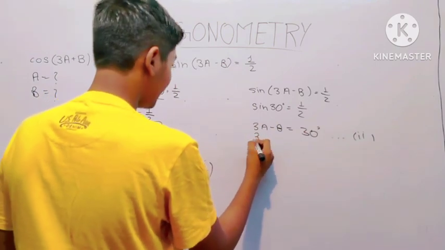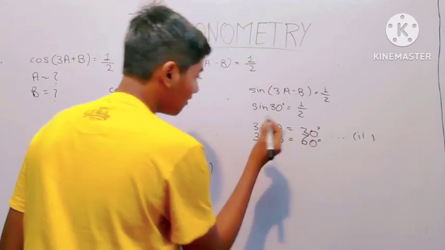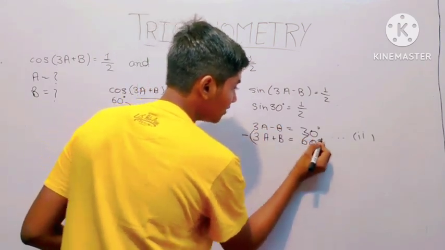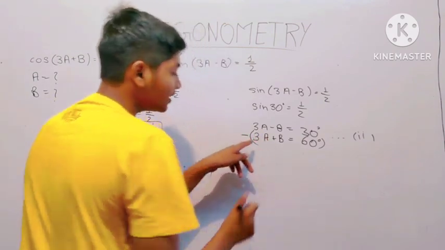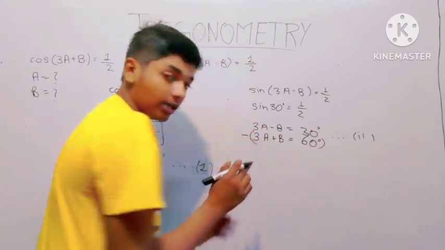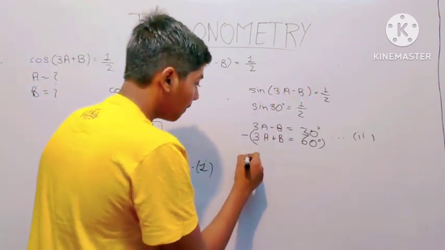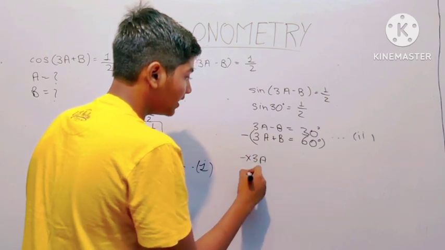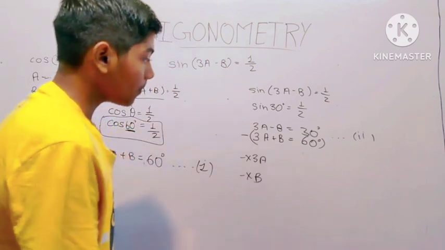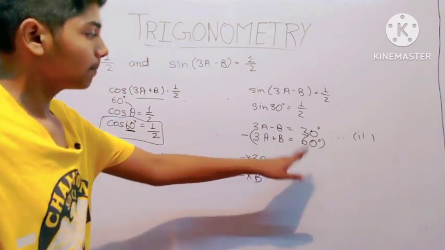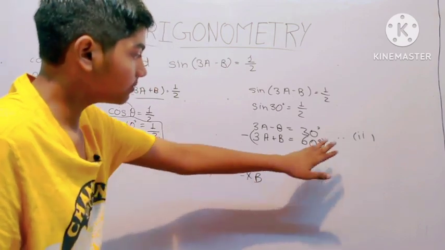So it will be 3a + b is equal to 60 degrees. Now I have to subtract, so I will have to subtract the entire thing. So if this is in subtraction, what will be the sign on 3a? It will be minus. What I am going to do is open the brackets. To open the brackets, I have to multiply the minus sign with 3a, with b, and with the terms inside the bracket.